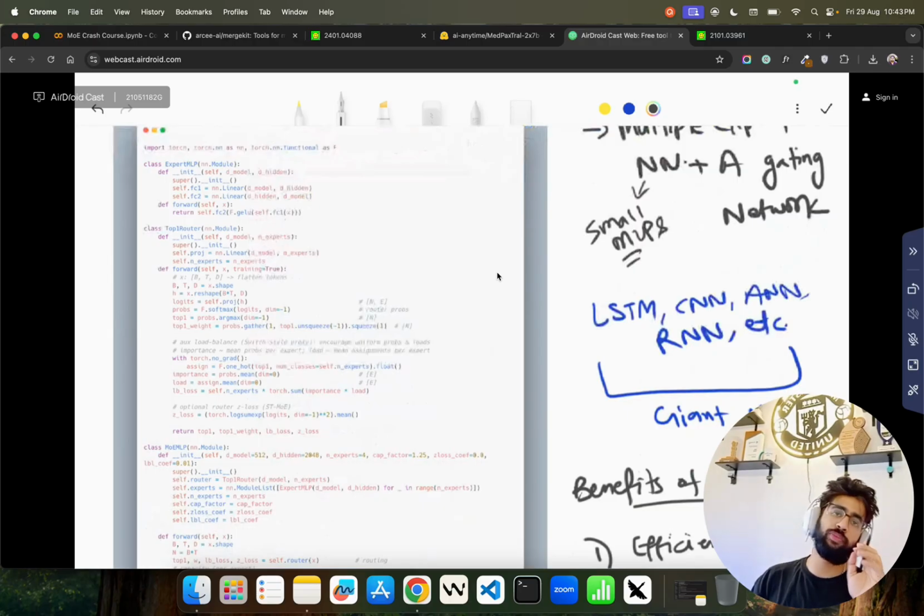Now the origin is very far back. Okay, we talked about the Google Switch Transformers model, but if you go back, it's from the 1990s. So there are a lot of papers that you can read about it. That's what it is.